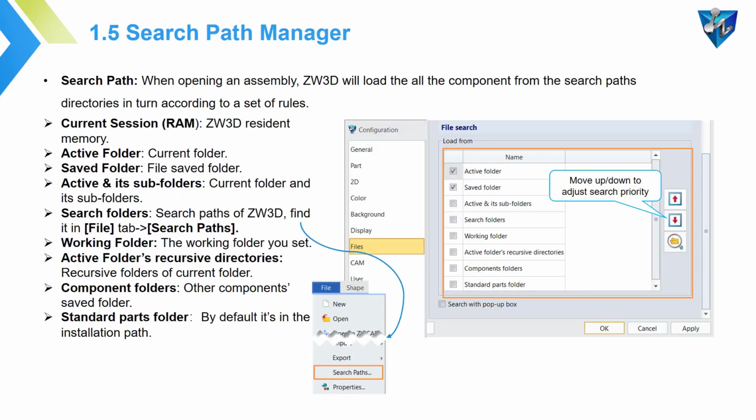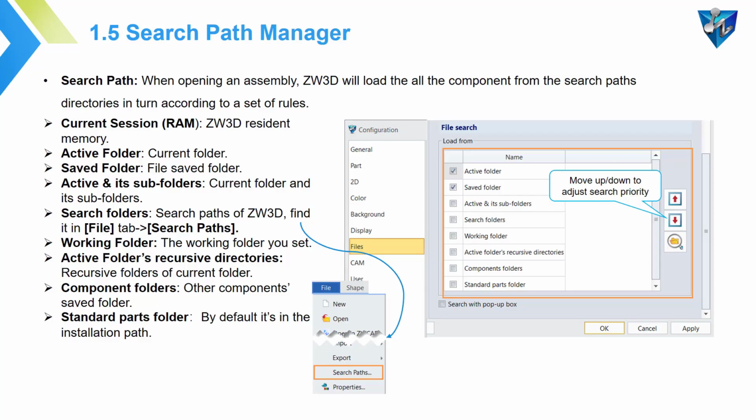And the last one is Search Path Manager. So what does it do? Okay, now let me explain. As you know, when opening an assembly, ZW3D will load the components one by one according to rules. And the Search Path Manager is the tool we can use to set the rules. You can decide the file search paths and prioritize them. And now ZW3D provides 8 search paths available for you. So I will explain one by one.